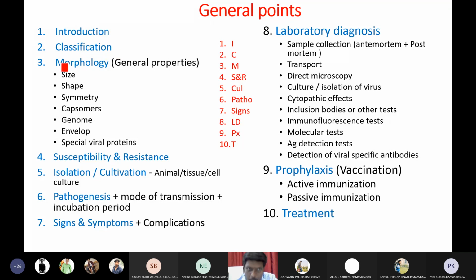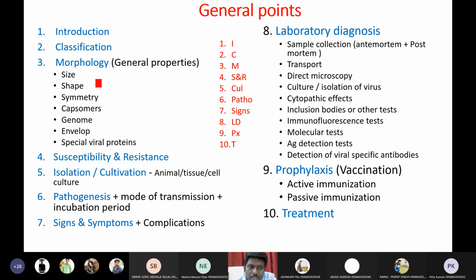Then you should explain its morphology. In the morphology, you should write its size, shape, symmetry, how many capsomers the virus has, what type of genome it is, whether the virus has an envelope or not, and whether the virus has any viral specific proteins. Symmetry means is it helical or icosahedral, and genome means is it a DNA virus or RNA virus. So these things you need to write under morphology.